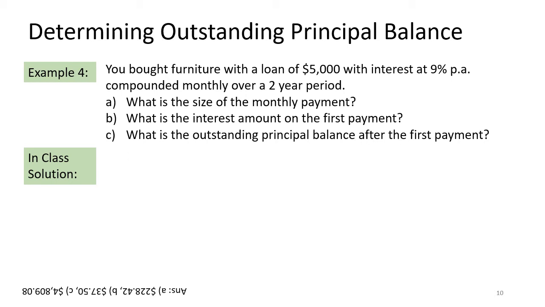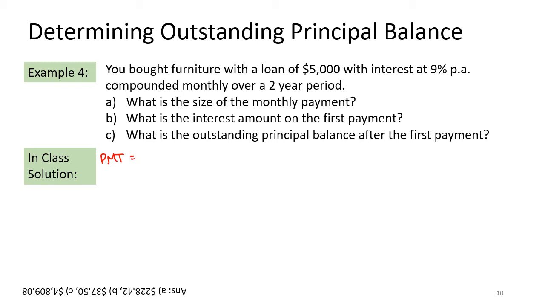So you bought furniture with a loan of $5,000 with interest at 9% per annum compounded monthly over a 2-year period. Part A is what is the size of the monthly payment. Part B is what is the interest amount on the first payment. And part C, what is the outstanding principal balance after the first payment. So again, like I said at the start of this lesson, finding the payment is definitely the building block of developing these. So we start with our formula.